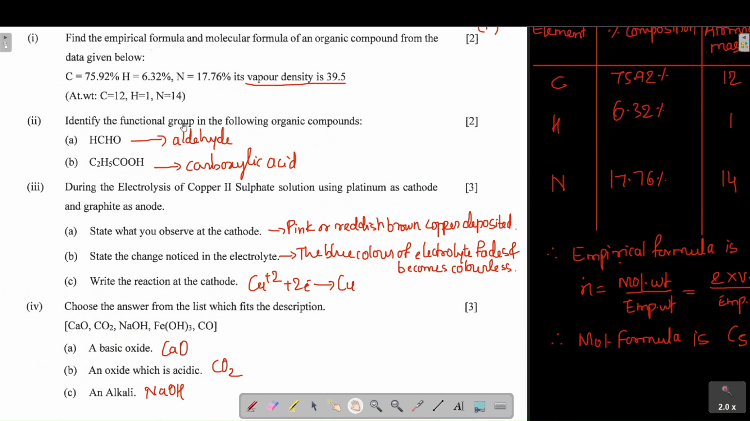Identify the functional group present in the following organic compounds. HCHO, C double bond O with H, means aldehyde. So this is the aldehyde functional group. C2H5COOH. COOH is what? Carboxylic acid functional group.